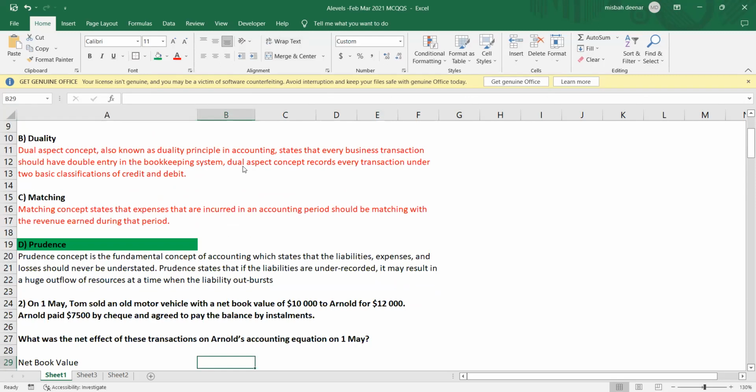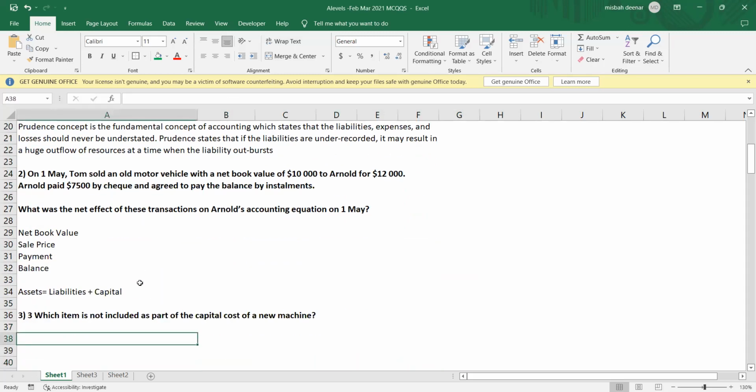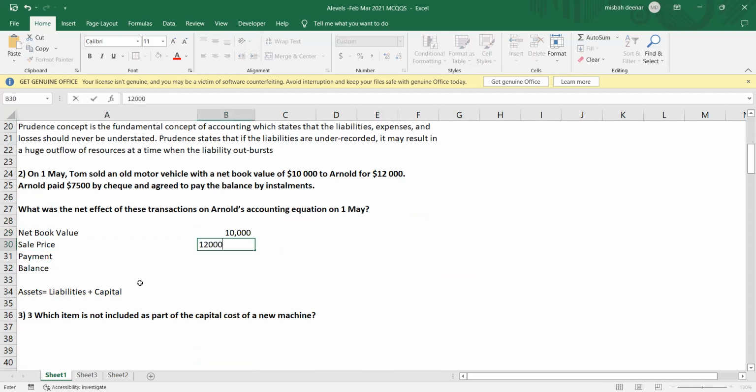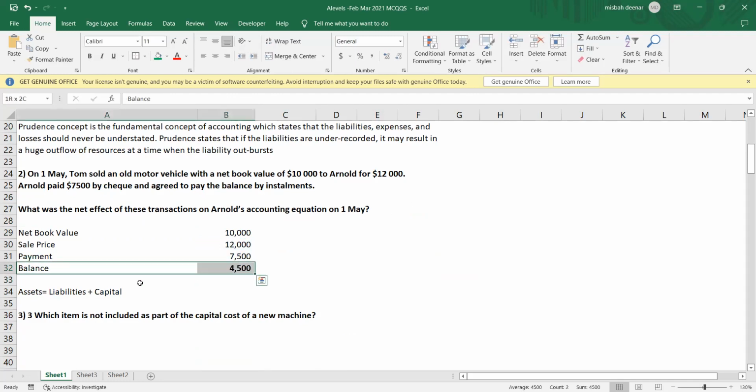Now, question number 2. On 1st May, Tom sold an old motor vehicle with a net book value of 10,000 to Arnold for 12,000. Paid 7,500 by check. What is the net effect of this transaction on Arnold's accounting equation? So let's go to the working. The net book value is 10,000, sale price is 12,000, payment 7,500, and the balance remaining is 4,500. So Arnold has to pay this amount.